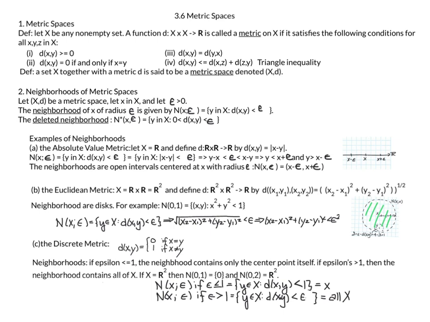So we have this kind of binary thing. The neighborhood, if epsilon is less than or equal to 1, is equal to {x}. If it's greater than 1, the neighborhood is the entire set.